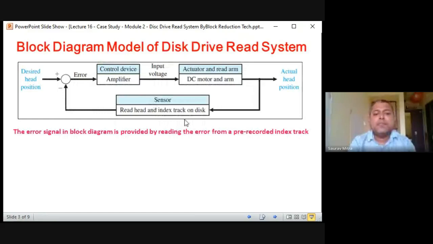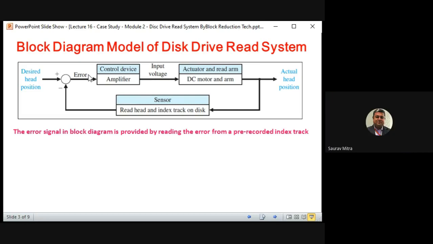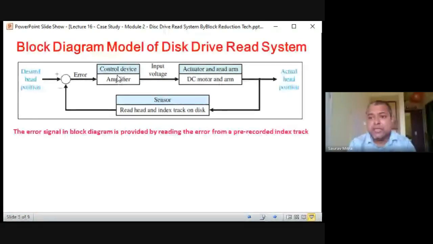Now the whole system you can put in a closed loop system. So this is the basic block diagram model of a disk drive read system. So what all things are there? There is a control device or amplifier. So whatever signals are there to control the disk drive, that signal is actually passed through this head. So there are two signals. One is the control signal, and one is the signal which is embedded in the disk. That signal is not being talked about here. Whatever signal is embedded in the disk is not being talked about.